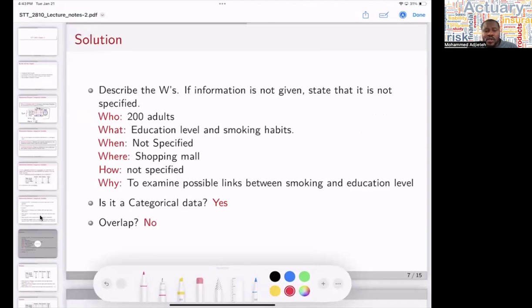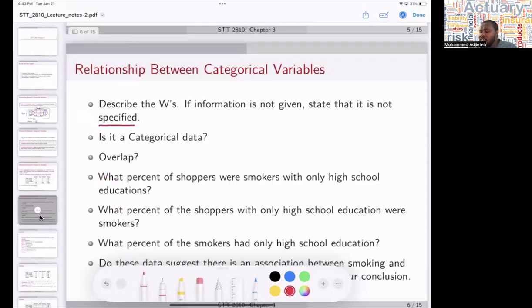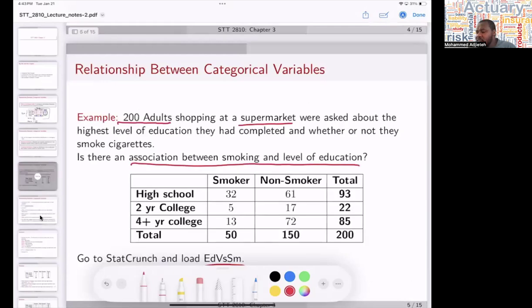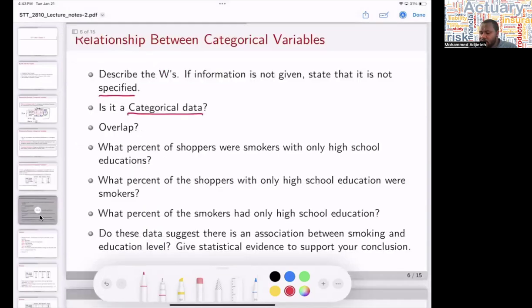And then the other question is, is this data categorical data? Yes, it is. Remember, smoking and level of education are categorical. These numbers here are the what? The frequencies. The first question we want to ask: does this overlap? No. Does it mean somebody can smoke and not be a smoker? No.